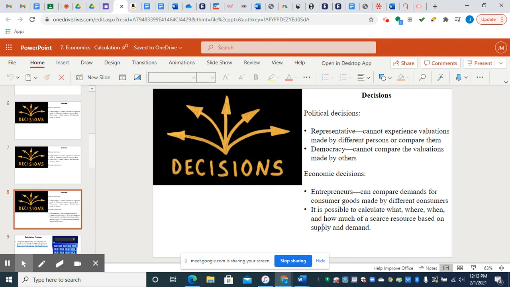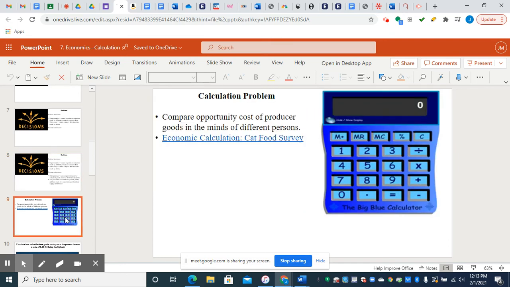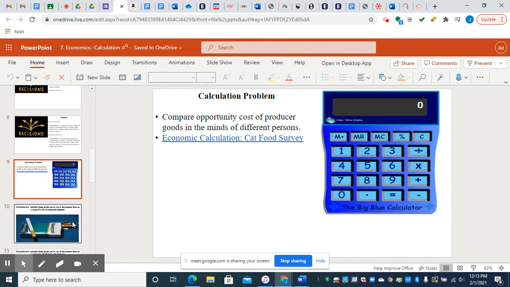So in this situation, based on economic decisions, like McDonald's deciding where and when and how much of the McRib to produce, it's possible to calculate what, where, and when, and how much of a scarce resource is used based on the supply, how much is available, and the demand, how many people want it. Otherwise, you run into this calculation problem where you would have to basically be an omniscient mind reader in real time to figure out what people want and need and in what amounts.